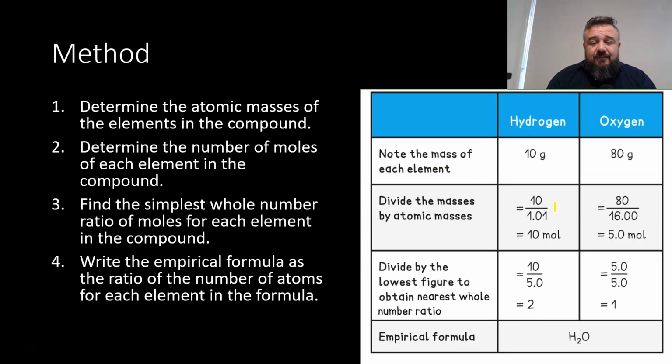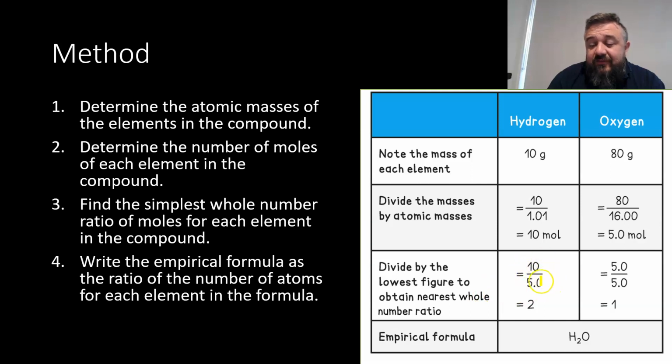So let's practice. Well, actually, here's a nice little table of how we'd set it out, right? So this is actually not a bad way of doing it. You've got hydrogen and oxygen here. You've been told you've got 10 grams of hydrogen and 80 grams of oxygen. So you now work out the moles. 10 divided by 1.01 is 10. 80 divided by 16.0, these are the molar masses from the periodic table, is going to be 5. And we divide by the smallest one, the lowest figure.